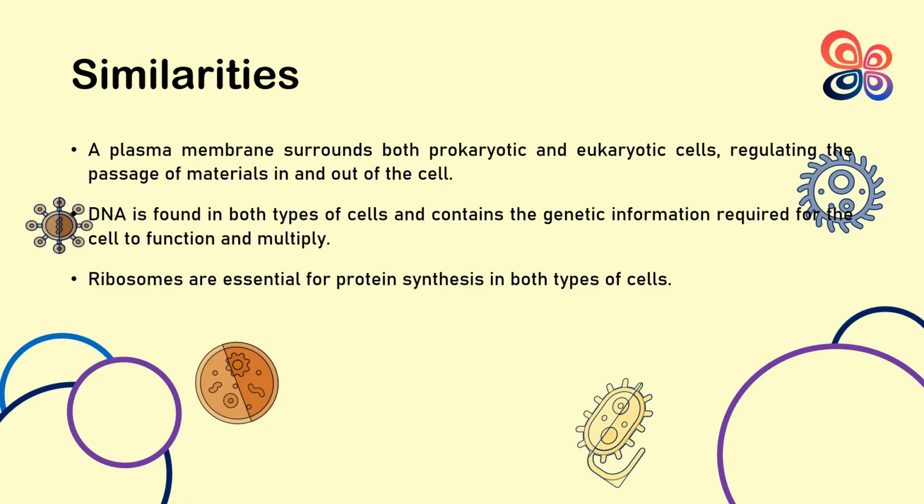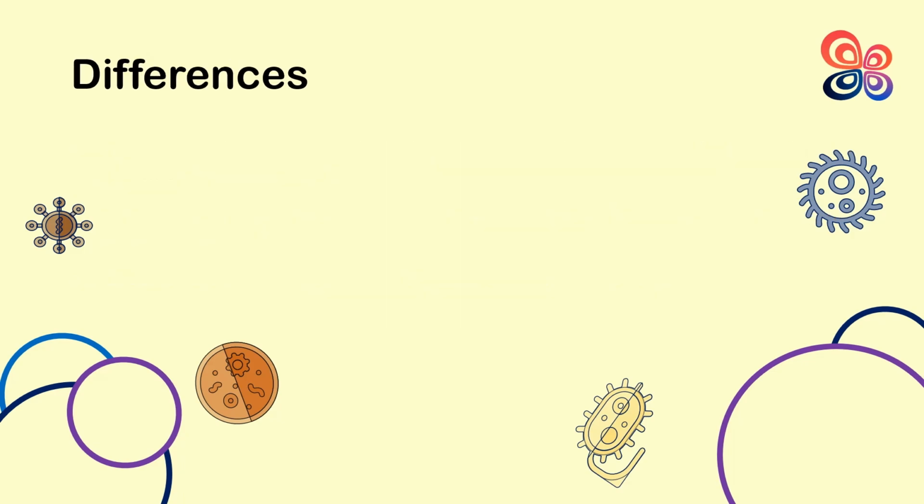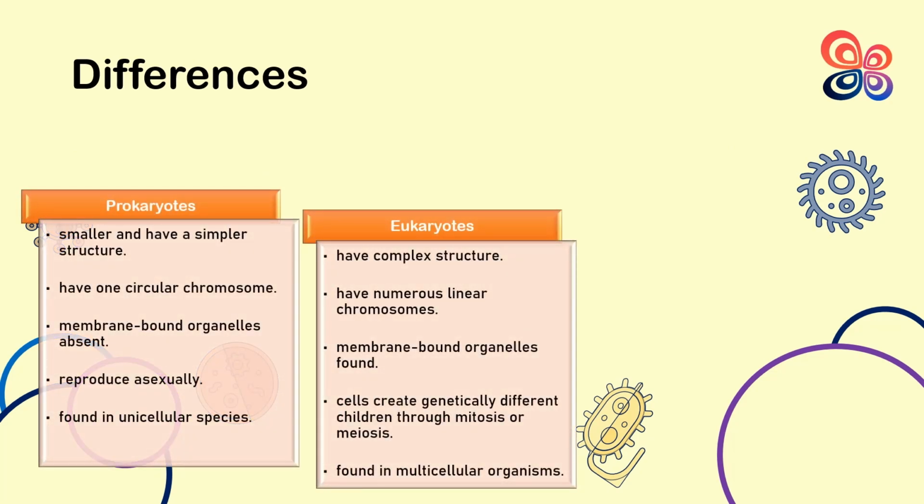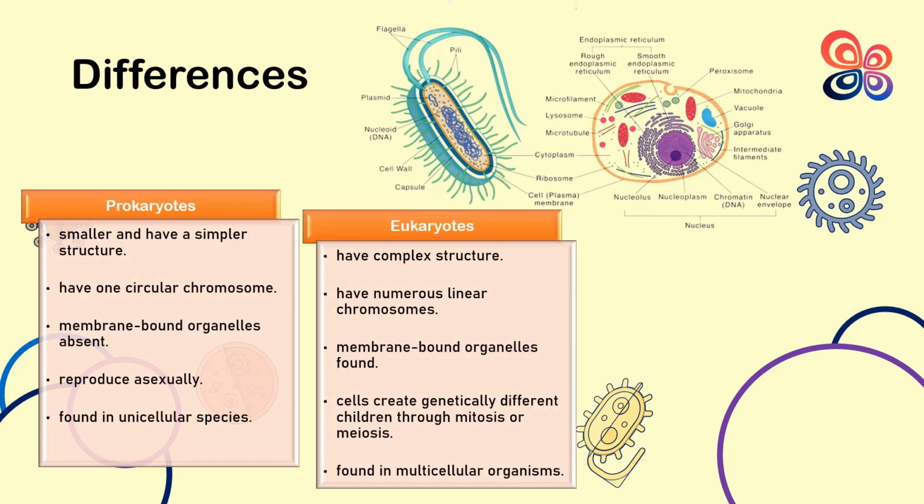How about their differences? Prokaryotic cells are much smaller and have a simpler structure than eukaryotic cells. Eukaryotic cells have both a distinct nucleus and additional membrane-bound organelles, whereas prokaryotic cells have not. Eukaryotic cells have numerous linear chromosomes, but prokaryotic cells only have one circular chromosome. Compared to prokaryotic cells, eukaryotic cells are typically larger and structurally more sophisticated.